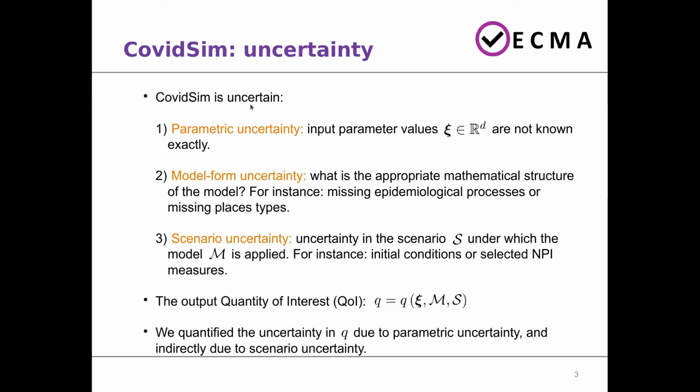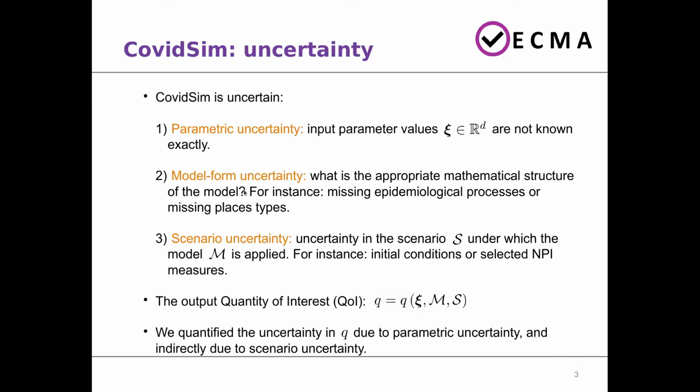Right, so CovidSim is uncertain, like almost all codes, I guess. And we define these 3 general types of uncertainty. The first one is parametric uncertainty. It's the one that we'll focus on most. This is the uncertainty that you get because you don't exactly know your input values. And I will denote Xi as the vector of input values.